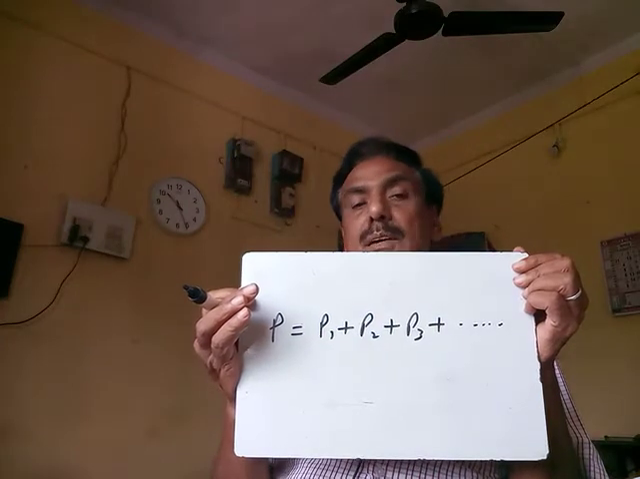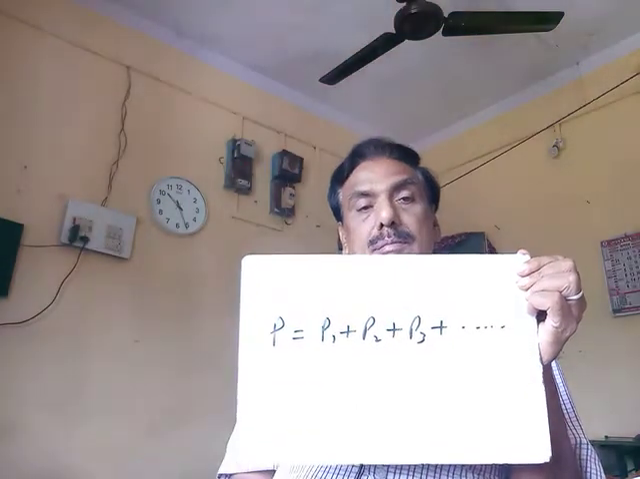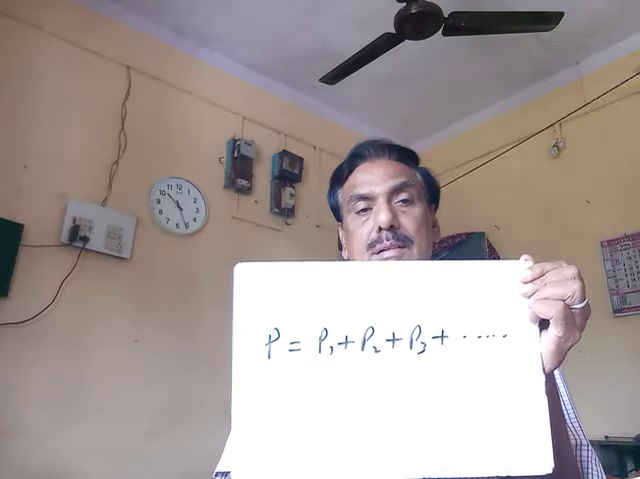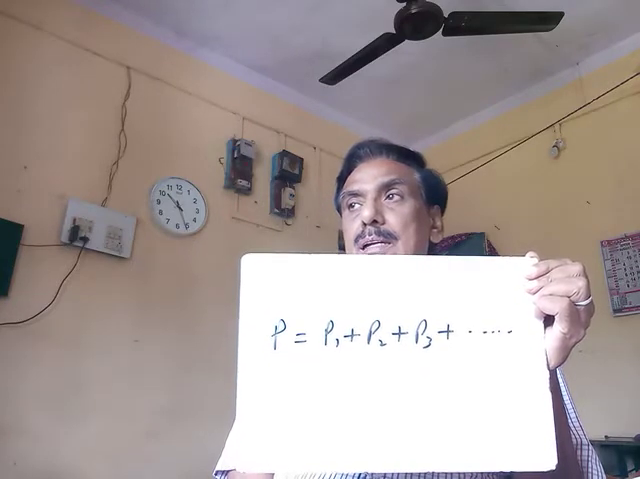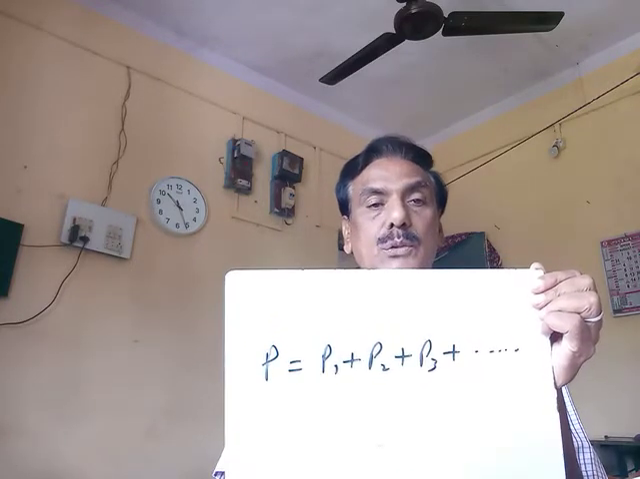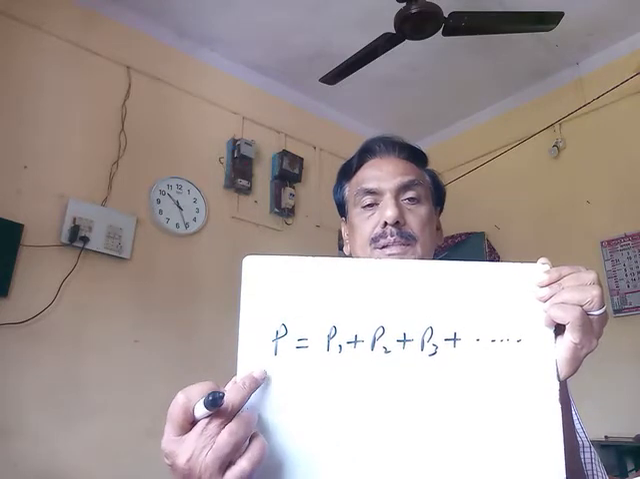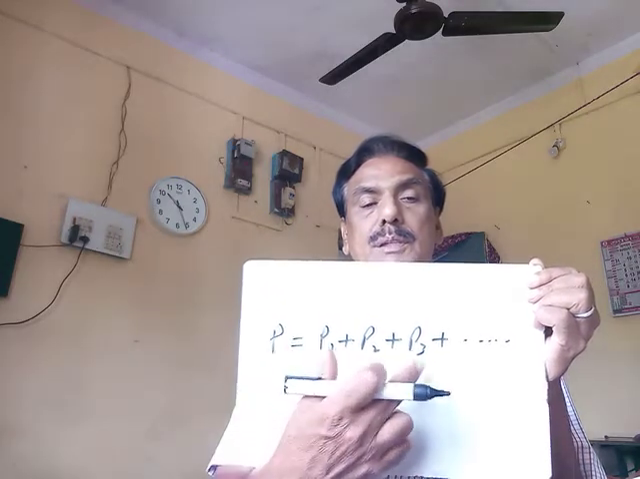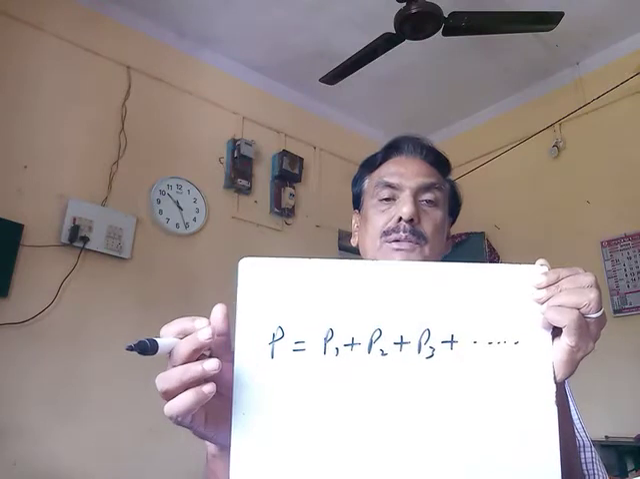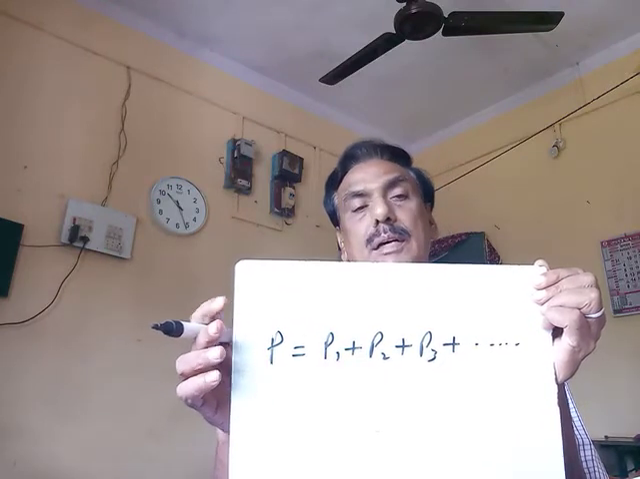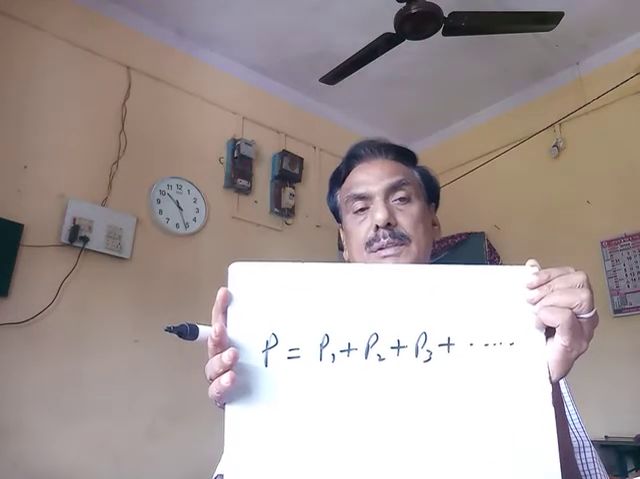Whether it is concave or convex, it doesn't matter. The resultant power of all the lenses together, P, is given by P1 plus P2 plus P3 plus P4. So it is for both concave and convex lenses.